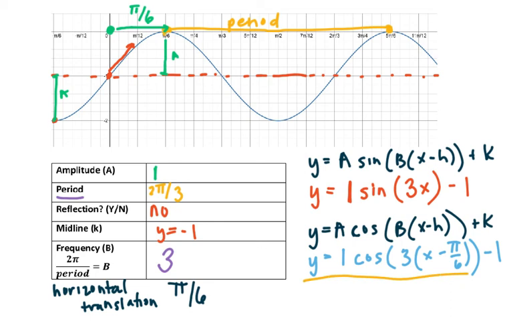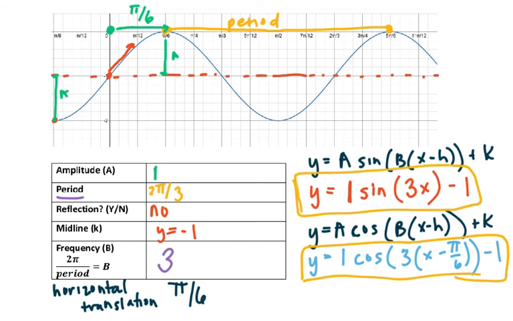If you graph both of these functions in your calculator, it's going to have the same graph. So these are equivalent functions, even though one is a sine function and one is a cosine function.